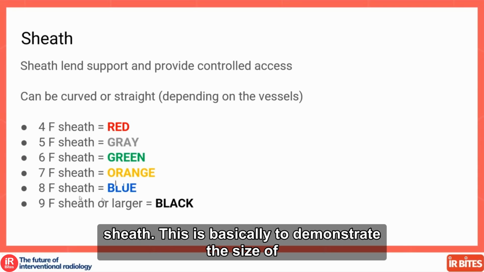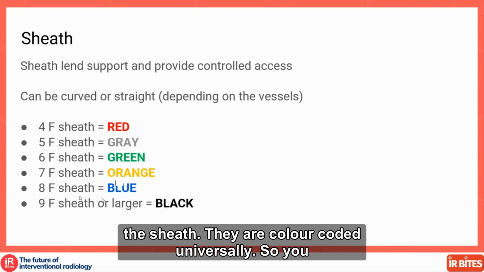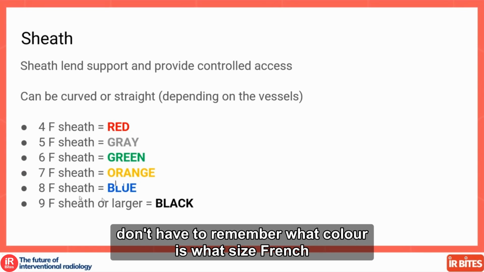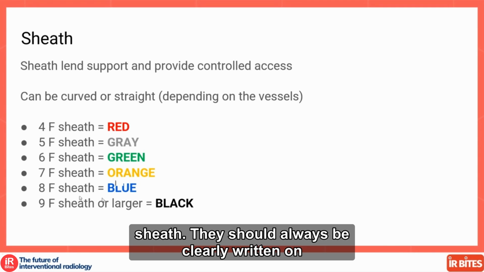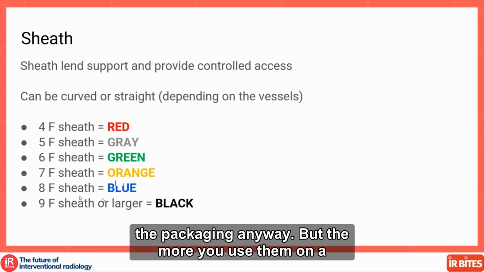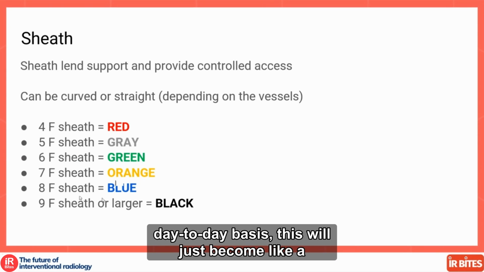This is basically to demonstrate the size of the sheath. They are color coded universally, so you don't have to remember what color is what size French sheath. They should always be clearly written on the packaging anyway. But the more you use them on a day-to-day basis, this will just become second nature.